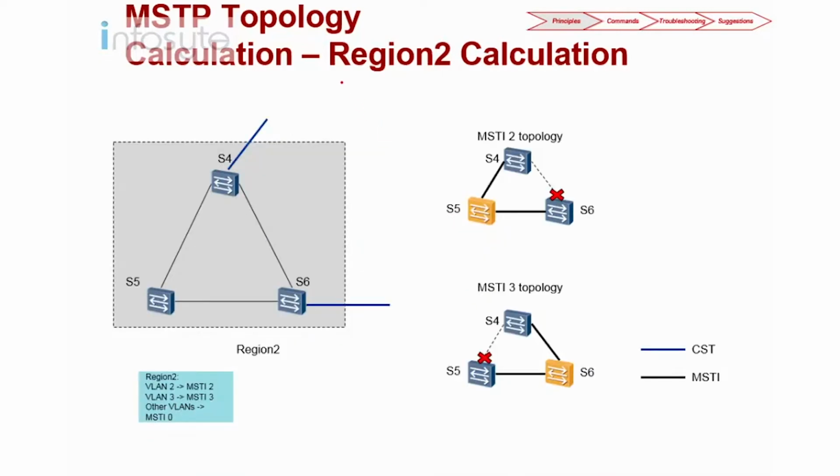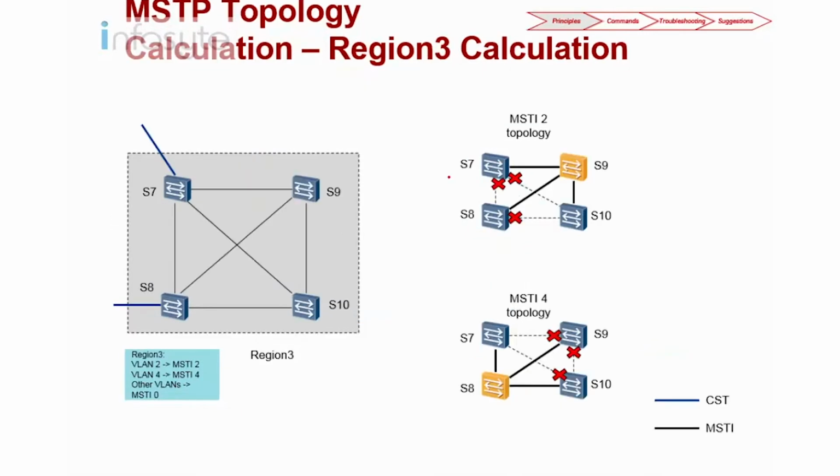Now basically the concept for region 2 and region 3 will be the same. So first we want to make sure that the roots are being segregated and located in different switches so that we can have different paths. And by maximizing the utilization of a link, we can actually achieve certain load balancing. So this is for the region 2 calculation. And here we have the region 3 calculation. Again, you can see that this is the root for instance 4 and this is the root for instance 2.